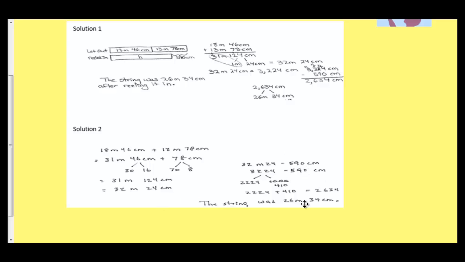And then when I subtracted, instead of trying to do 32 meters, 24 centimeters, I just changed that to 3,224 centimeters. And if you'll see, I pulled out 1,000 because I knew if I pulled out 1,000 and made this 2,224 centimeters, I knew in this number bond I could subtract 590 from 1,000 by counting up pretty easily. So I just pulled out that 590 from the 1,000, and that left 410. So all I had to do was add these two together. Again, I got the same answer.